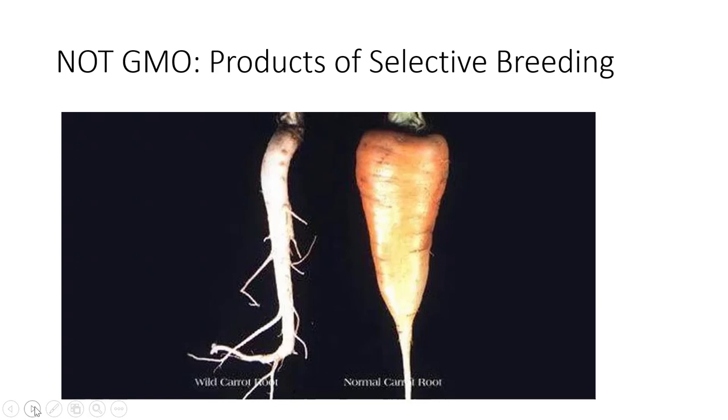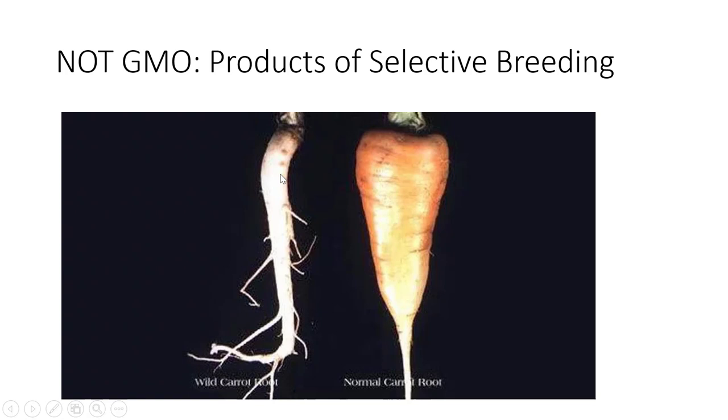This is the result of traditional farming practices from the past 10,000 years. So this is what the original wild carrot looked like. If you want natural, you want to go back 10,000, 12,000 years ago to when farming practices began. Well, it's not going to look even like the carrots that you see at Whole Foods today.